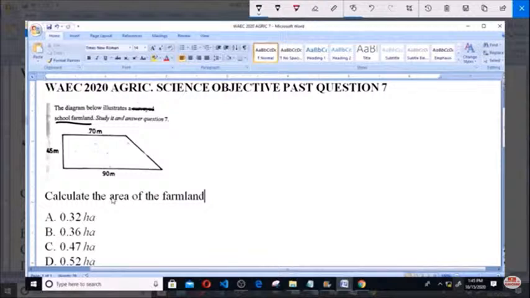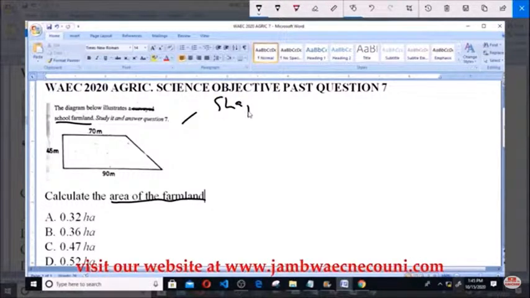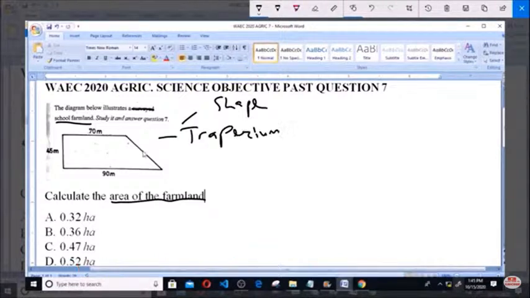Now the first thing to do when given the area of a farmland to calculate is to identify the shape of that farmland. And from what is given to us, the shape of this farmland is a trapezium. So basically, we are given the dimensions of the trapezium, and we are asked to find the area. So we just apply the formula for calculating the area of a trapezium, and then we'll get our answer to this question.